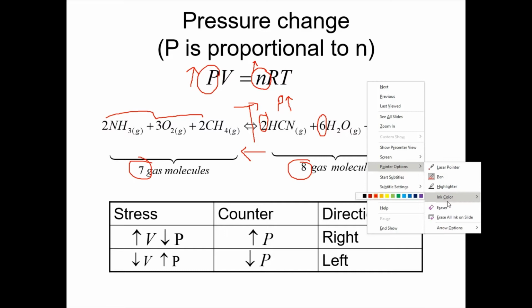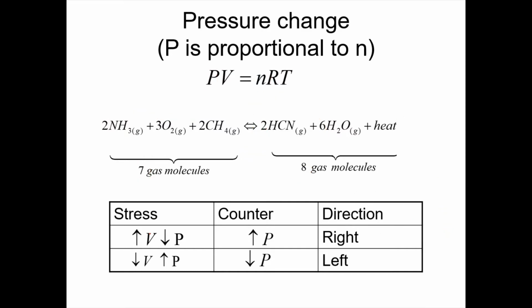So let's take a look at how this all goes. If you increase the volume on a system at equilibrium with a bunch of gases in it, you're going to decrease the pressure. Once again, as said earlier, volume and pressure are inversely proportional. So the stress is, we expanded it. We made the volume bigger, put it into a bigger container. What that translates to is lower pressure. And just like before, if lower pressure is the stress, the reaction wants to counter that stress by increasing the pressure.